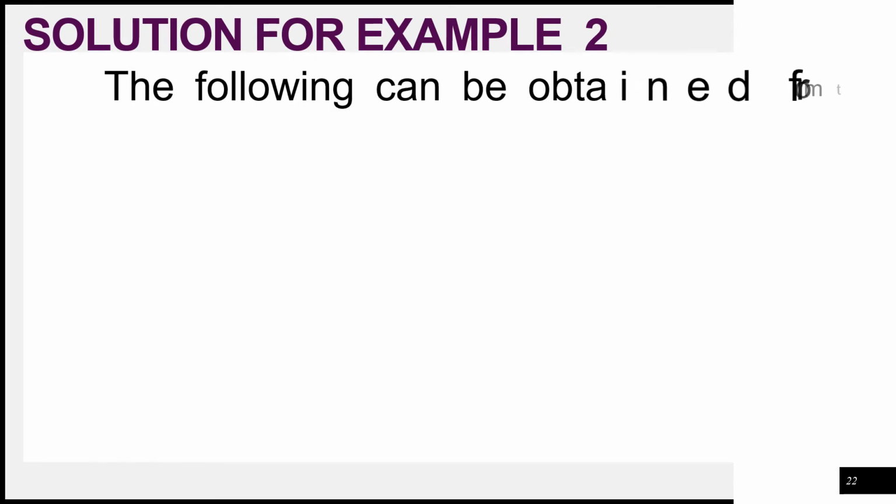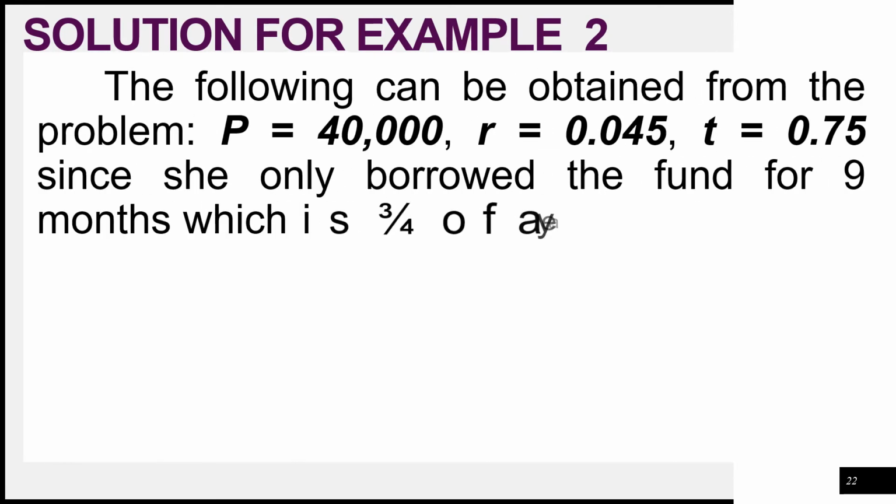Here's the solution for example number 2. The following can be obtained from the problem. We have our principal, which is 40,000 pesos. Our rate is 0.045. How did we get that? We get that by dividing 4.5 by 100.